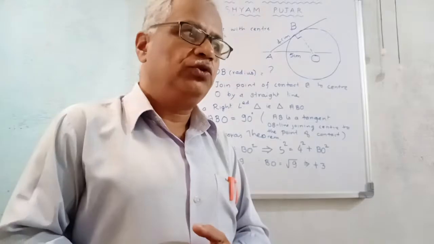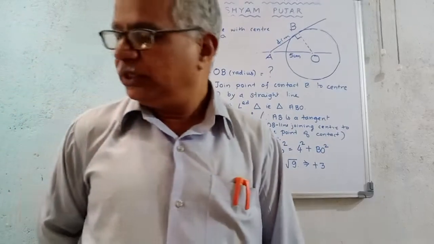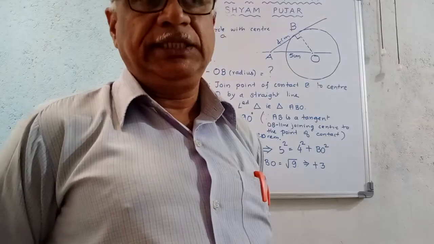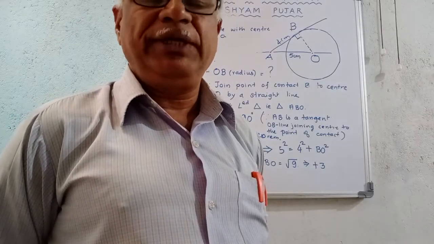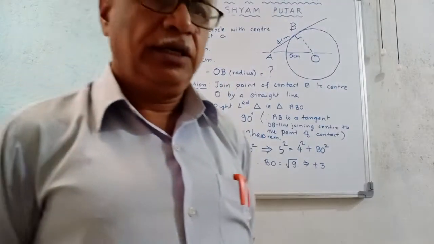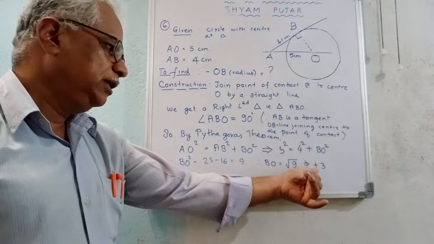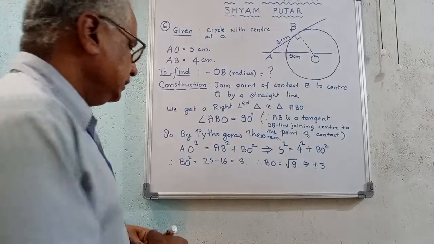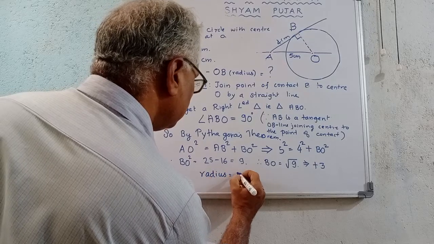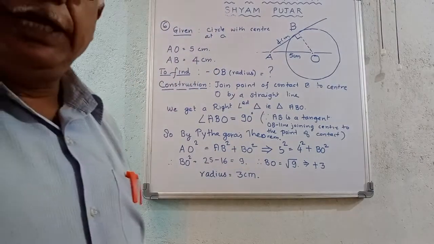It is not of any use to us, because we know very well that lengths of lines, lengths of anything or distances, their measurement cannot be negative. There is nothing like the distance between two places is minus 5 kilometer. No, it makes no sense. So we select plus 3. Hence radius is equal to 3 centimeter.